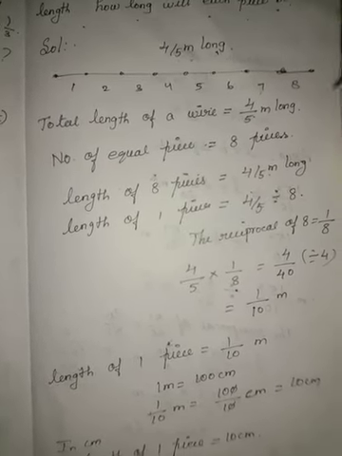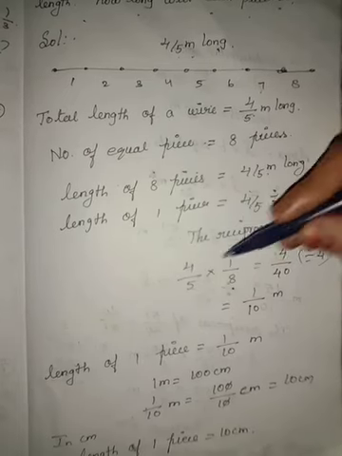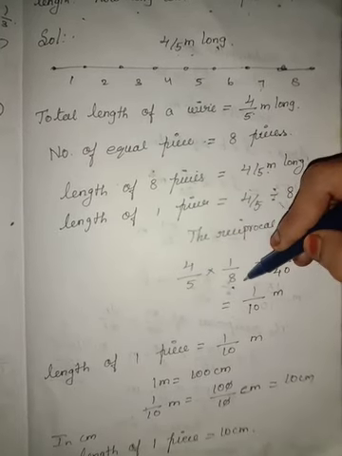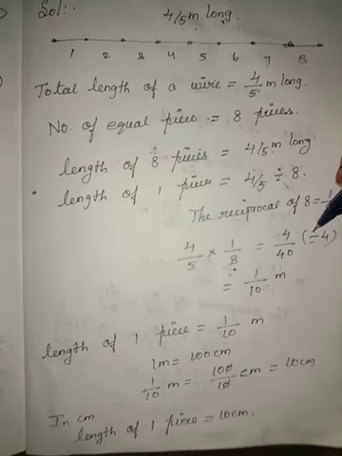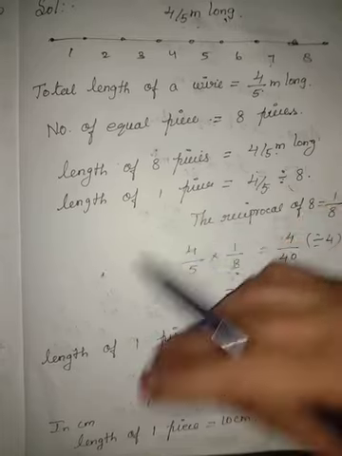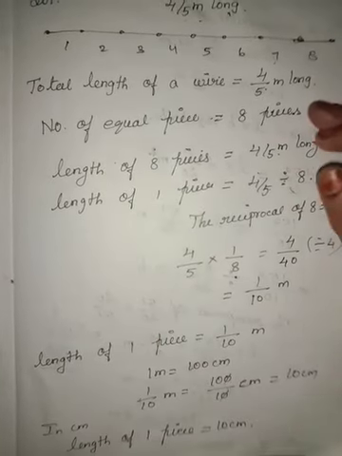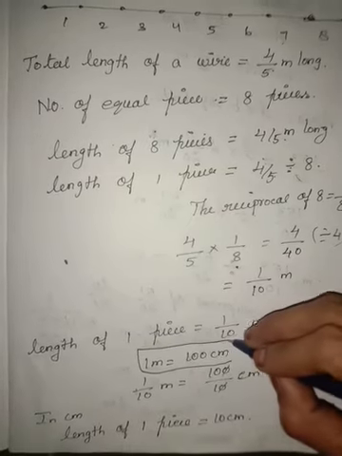How can we get it? Find the reciprocal of 8. We get 1 by 8. 4 by 5 multiplied by 1 by 8 gives 4 by 40. It can be reduced, that is 1 by 10 meter. In the book, the answer is asked in centimeter. That's why we simplify it further.